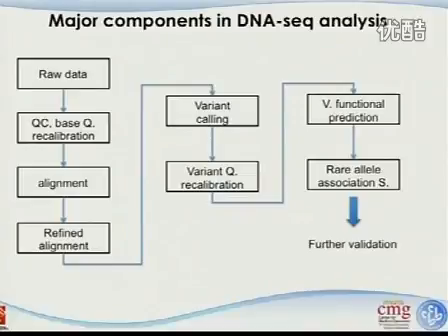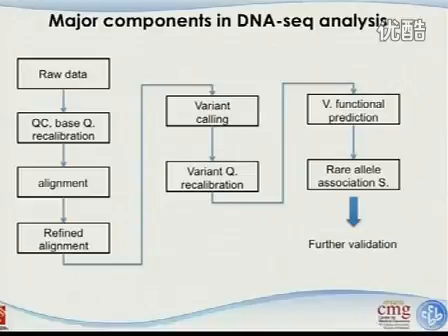So, coming back to the lecture for today, this is a summary slide of all the major components in DNA sequencing analysis. Start from the raw data, which can be FASTQ or come from different platforms. The first step is base quality filtering, so we want to make sure that the reads we are using are good reads. Then we do the alignment, and then the refined alignment. These are the things we really need to process for DNA sequencing practice. Further, we do the variant calling and the variant quality recalibration. These are important, and we already covered this part.